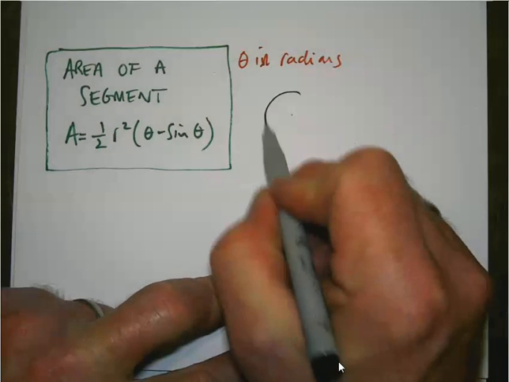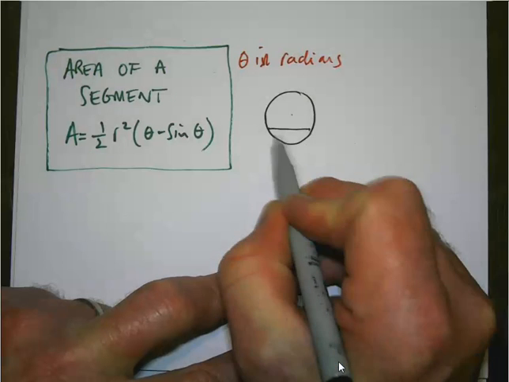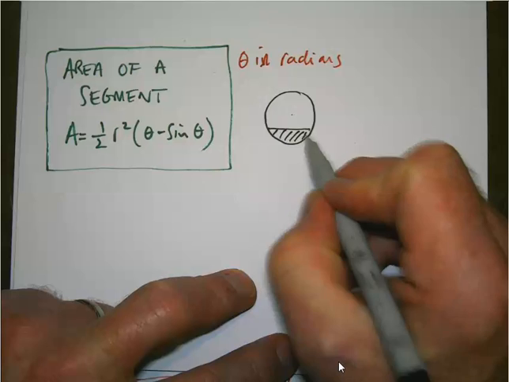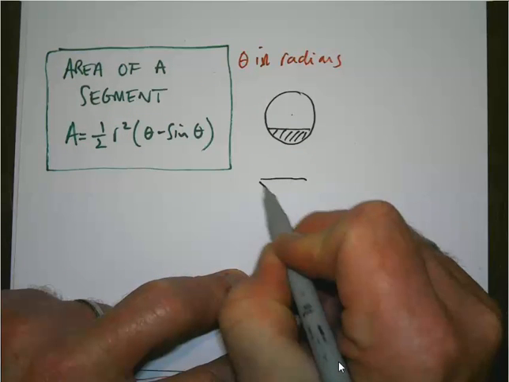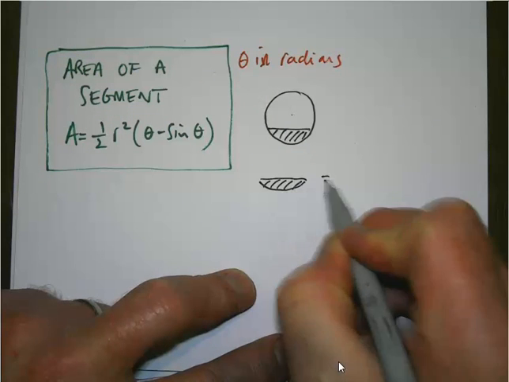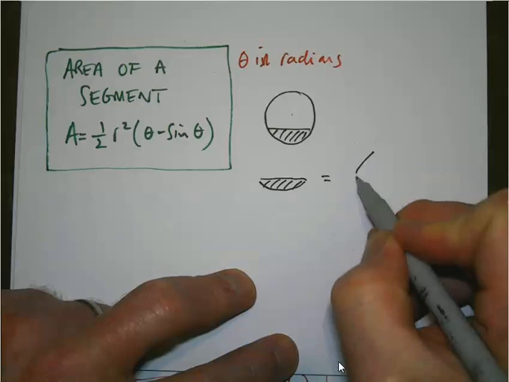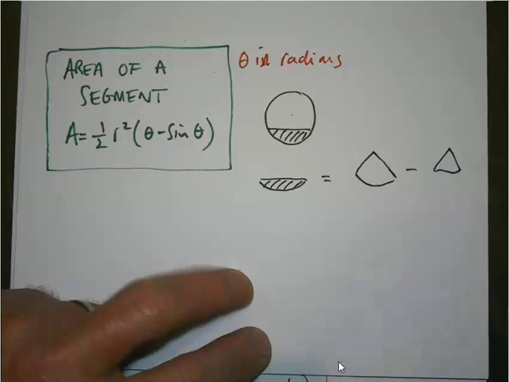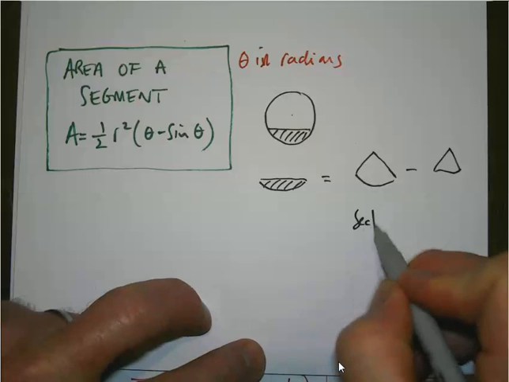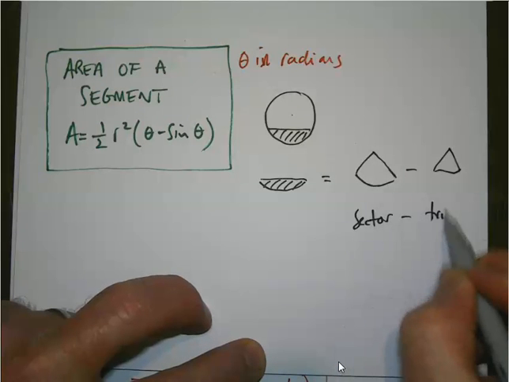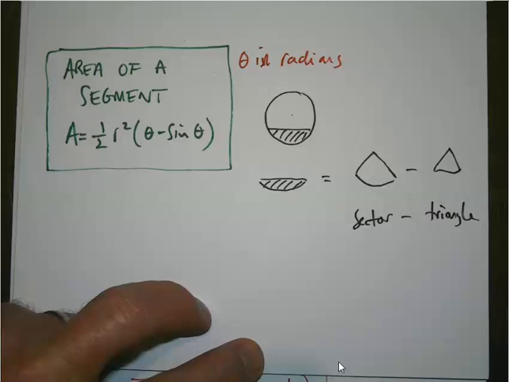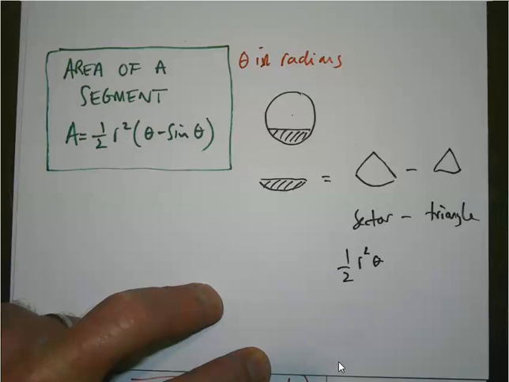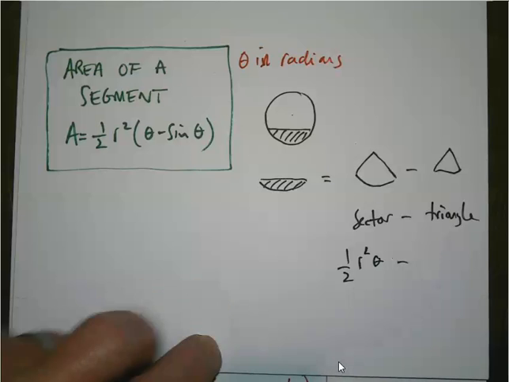And lastly, the area of a segment. If I have a full circle, there is my segment. That area is going to equal the area of the sector minus the triangle. So it's going to be the sector minus the triangle. The sector I know from above is a half r squared theta. I need to work out what the area of the triangle is.